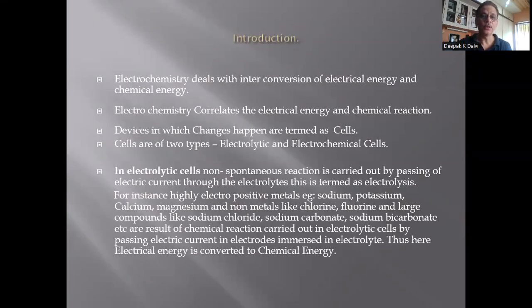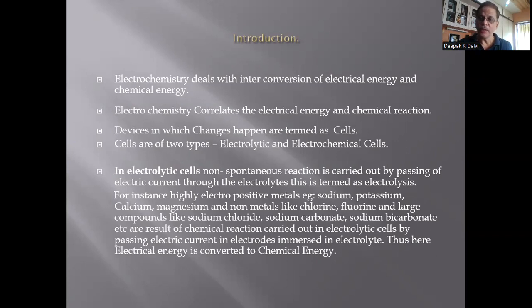So coming to the introduction, see, actually, electrochemistry means what? Electrochemistry deals with electrical energy as well as chemical energy. That means in electrochemistry, energy is transformed from chemical to electrical energy or electrical energy to chemical energy. And the devices in which this change happens are called cells.